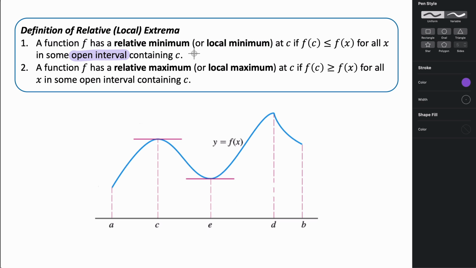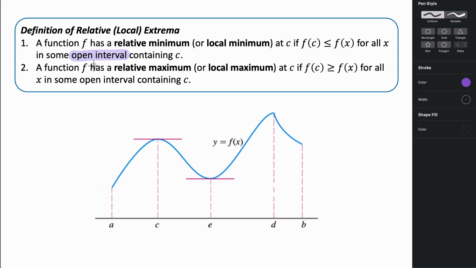Now, as far as the AP test is concerned, the AP test is not going to have you look for local or relative extrema at endpoints because of this discrepancy. So we're not too concerned about trying to find relative maxima and minima at the endpoints of a function. We're only going to be looking at those in the interior.